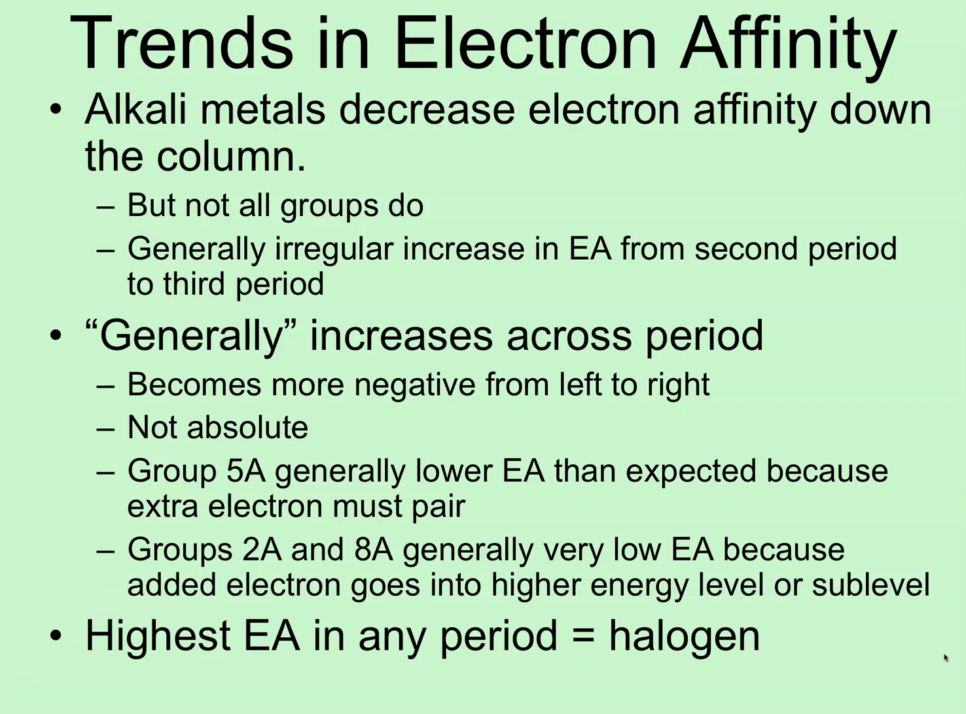Halogens have 7 valence electrons. They want one more electron really bad to become an ion and to have a full octet in their valence shell. So the most energy will be released when the halogens get that electron. Questions on the trends? Okay.